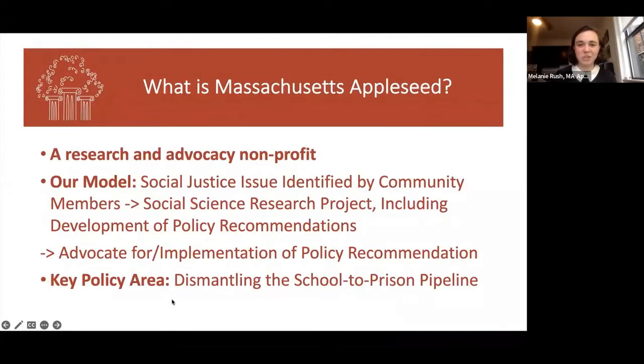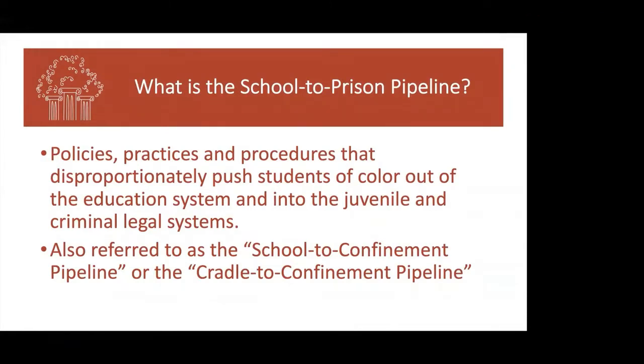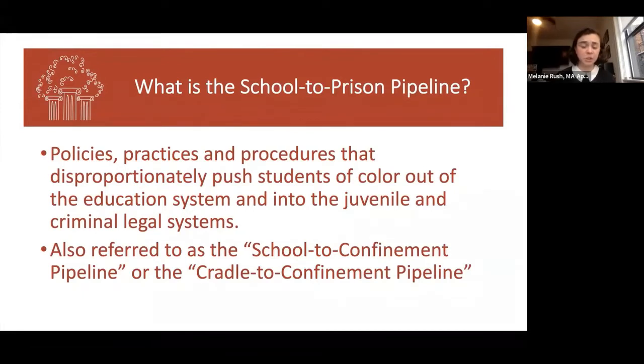You've already heard a little bit about Massachusetts Appleseed, our research model, our policy area. So I'm going to jump into the next piece, which is, what are we talking about when we say the school to prison pipeline? This is a buzzword that gets thrown around a lot, but what do we really mean? As Deb mentioned, we're talking about policies, practices, and procedures that disproportionately push both students of color and students with disabilities out of the education system and into the juvenile and criminal legal systems. What we're really looking at is how the disproportionate use of suspensions, expulsions, and school-related arrests can seriously impact a student's ability to feel welcomed in school and to succeed in school. It increases the likelihood of dropout, and ultimately increases the likelihood that you will be involved in the juvenile or criminal legal systems.